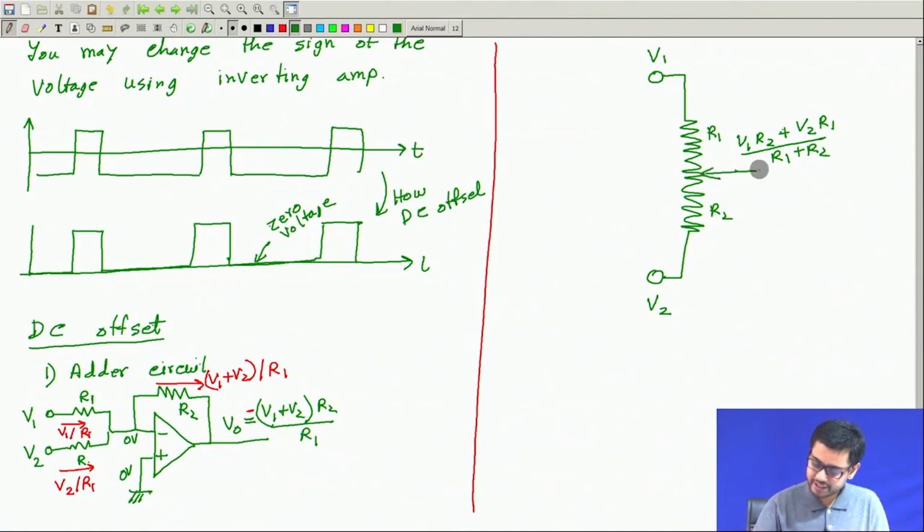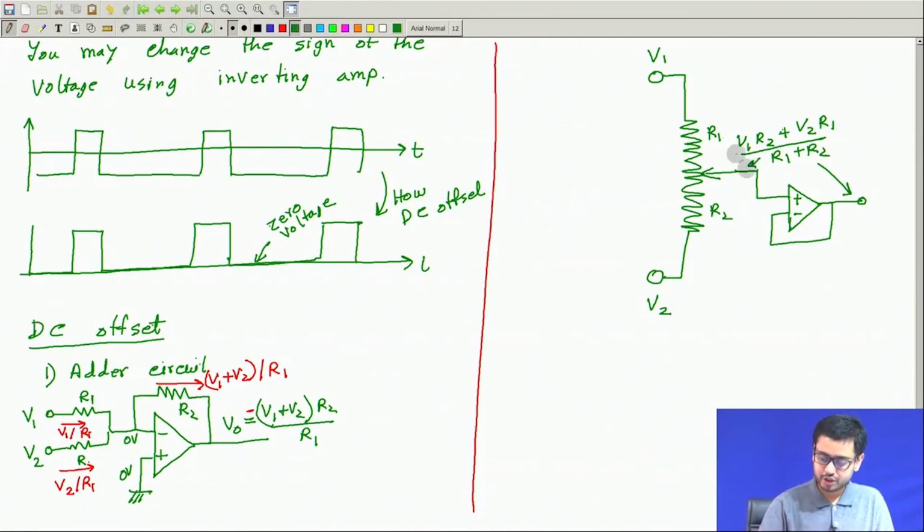To make sure that there is no current being drawn, I will connect a buffer. So, this is just a buffer we have studied, negative feedback. So, this will be the voltage at this point and similarly also at this point, because this is just a buffer. So, this way we can add two voltages.